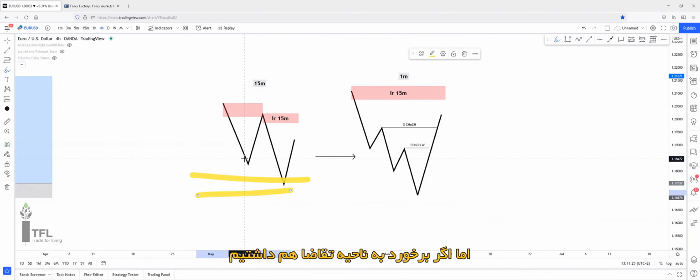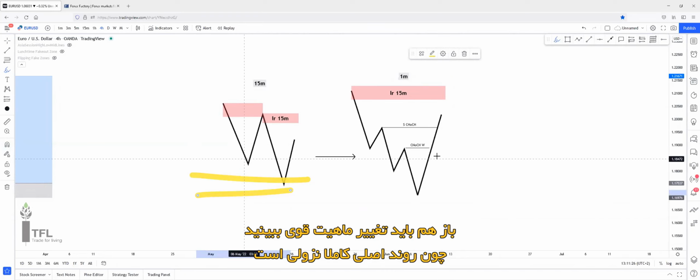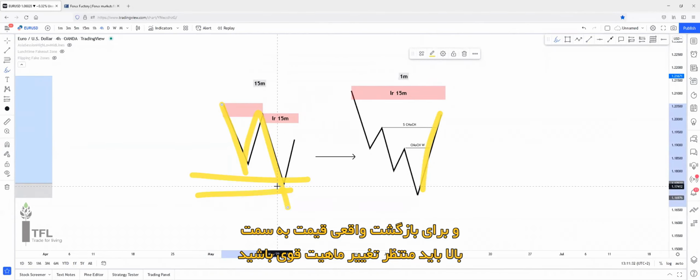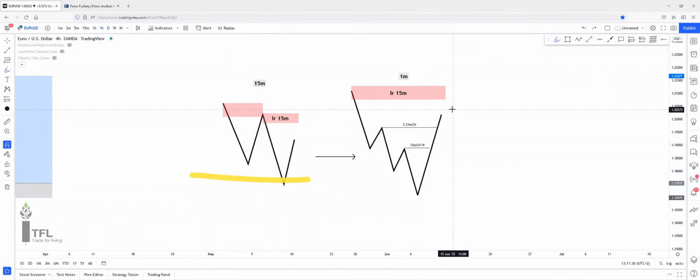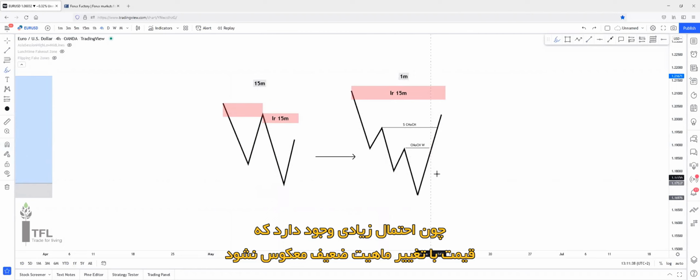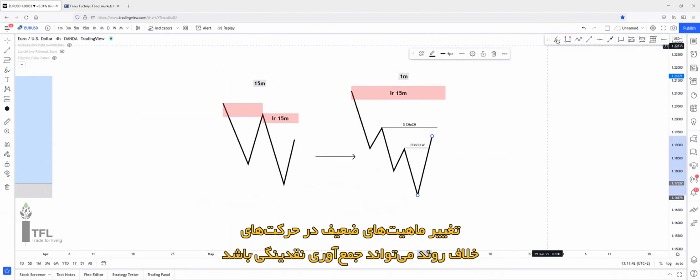But even if there was any demand tap, you still have to wait for a strong change of character, because the main trend is bearish. And you have to wait for a strong change of character in order to really reverse price to the upside, because there's a high probability that price won't reverse after the weak change of character. And basically, this weak change of character in the counter trend can actually be considered a liquidity collection.